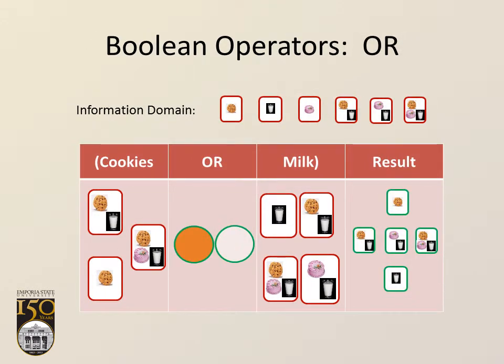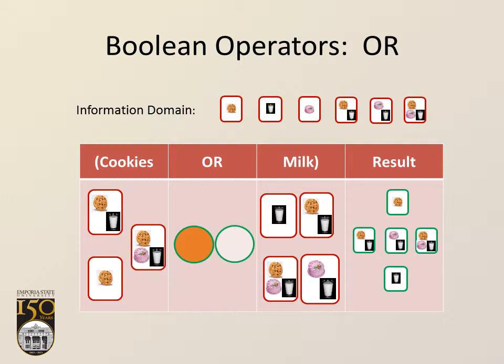Turning to the second Boolean operator, OR, and once again using our menu of treats as our information domain, we once again form our two sets. One set with cookies, cookies and milk, cookies, cakes, and milk, and the other set, which is all the menu items which have milk on them. By using the Boolean operator OR, what we're saying is we want either cookies or milk. We'll take either or. So we end up with a set, once we delete duplicates, of 5.